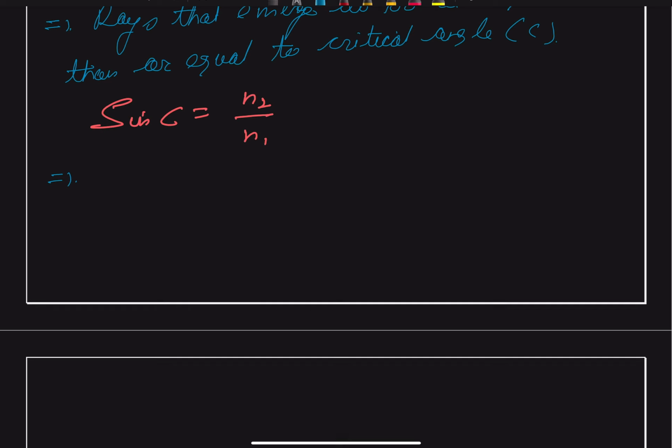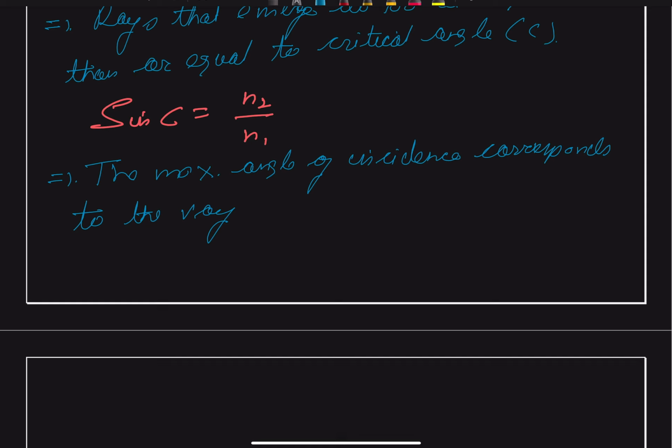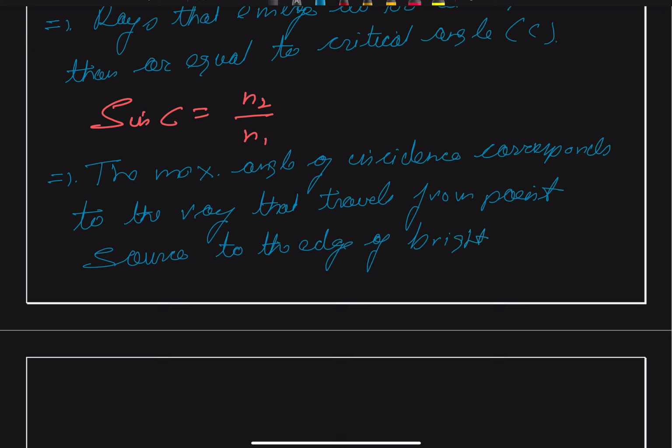You can say that the maximum angle of incidence corresponds to the ray that travels from the point source to the edge of the bright circle.